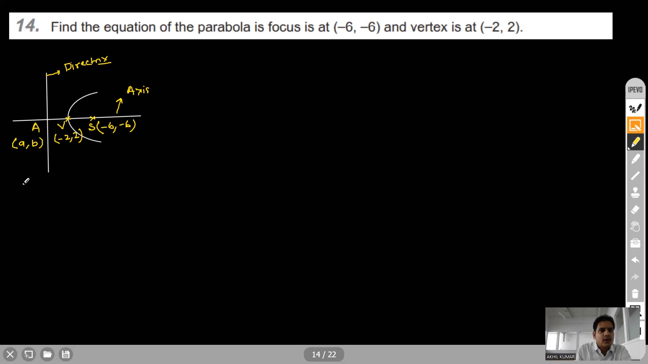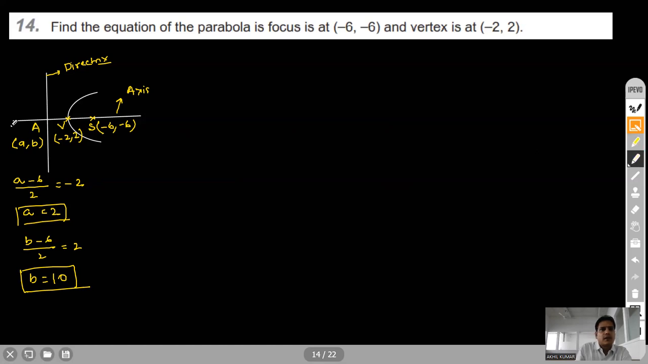So it will be basically (a - 6)/2 will be the x coordinate of the vertex, that is given as -2. From here we get a - 6 = -4, so a = 2. Okay. And for b, (b - 6)/2 will be equal to the y coordinate of our vertex, that is -2. So from here we get b = 6 - 4, right? So b will be equal to 2. So the coordinates of A are (2, 10). We got the coordinates of A as (2, 10).